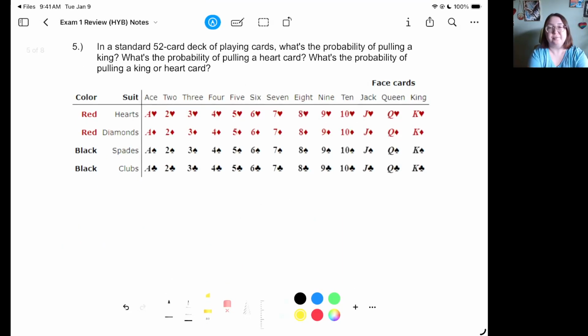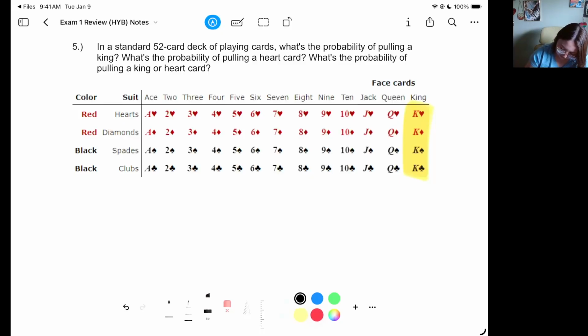So our first one that we want to do is what's the probability of pulling a king? So our kings are all here along the side. There's 52 cards in the whole deck, and there's only 4 ways you can get a king. You can get a king of hearts, a king of diamonds, a king of spades, or a king of clubs.